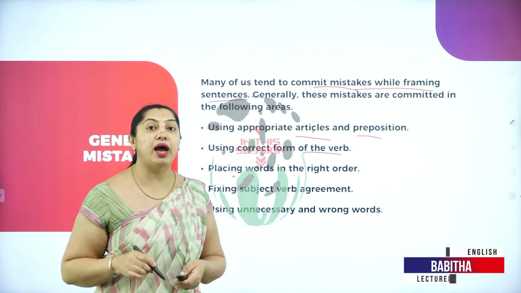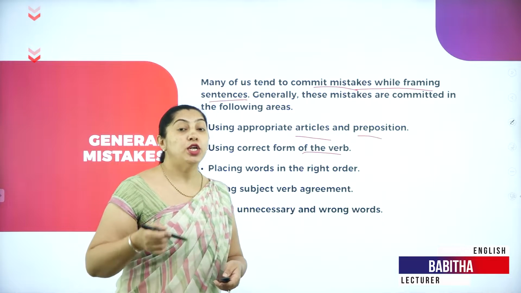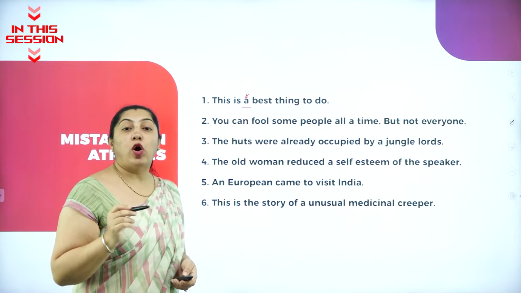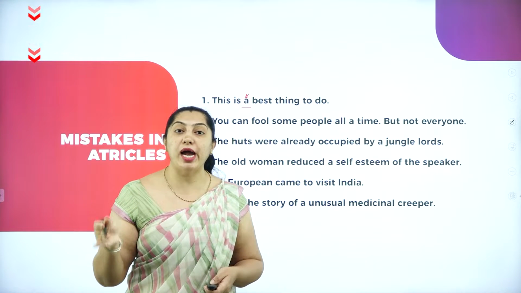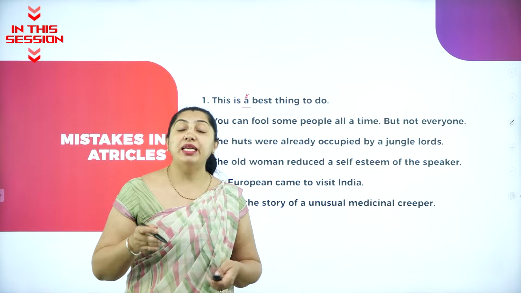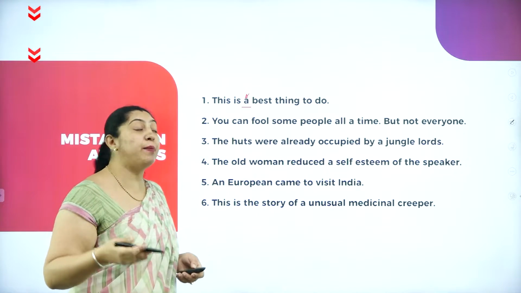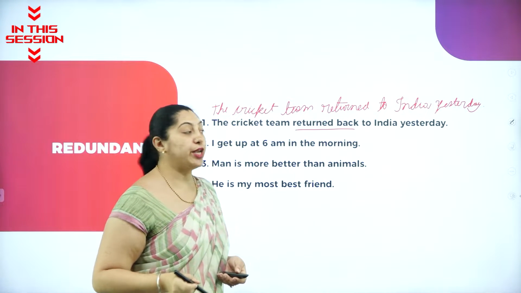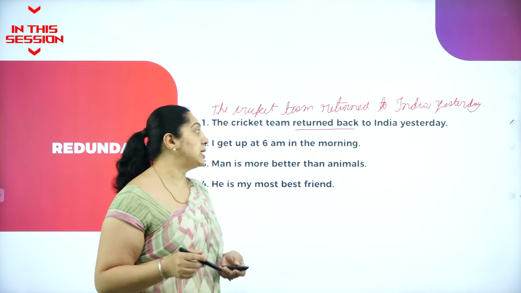Placing words in the right order. As I've already spoken about word order, so placing the right word also we make mistakes. So I have already told you about the 3 degrees: positive, comparative and superlative. When we write about the superlative degree, we use the article the. It is the best. The cricket team returned to India yesterday. You will not use both return and back. Meaning is the same thing.